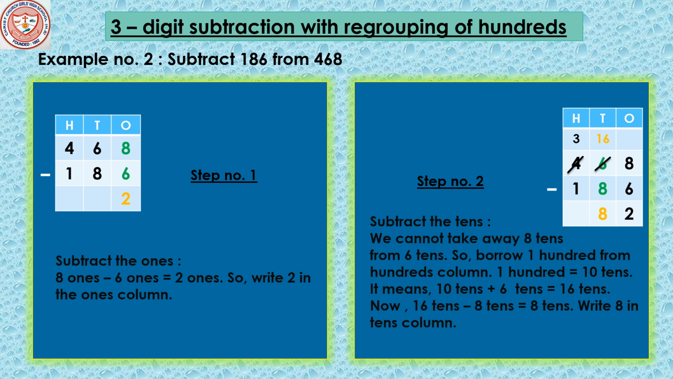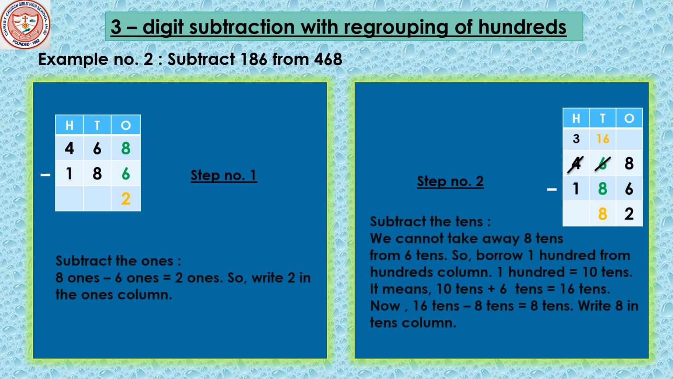Next, step number 2. Subtract the tens. In the tens column, here are 6 tens and 8 tens. So, here we have to subtract 8 tens from 6 tens. But we cannot subtract a bigger number from a smaller number. It means we cannot take away 8 tens from 6 tens.